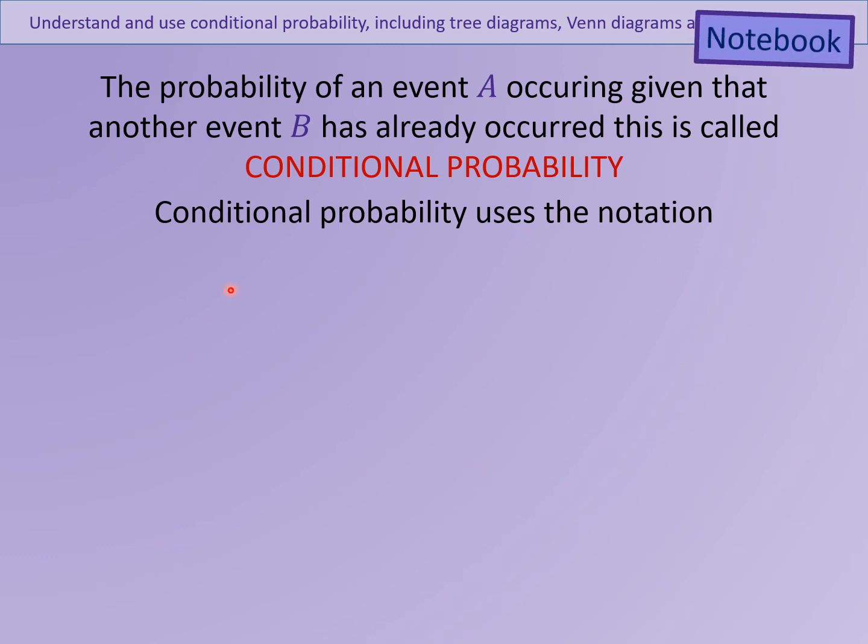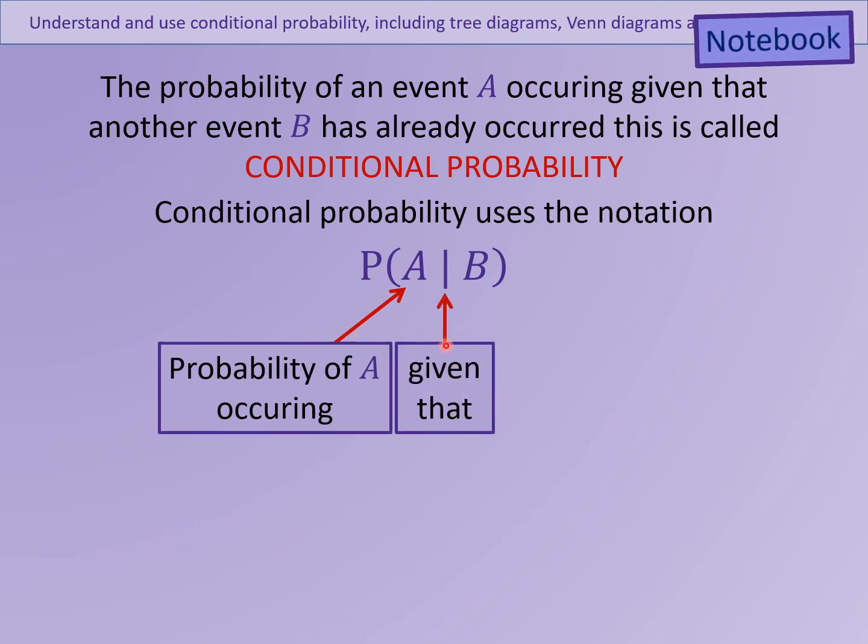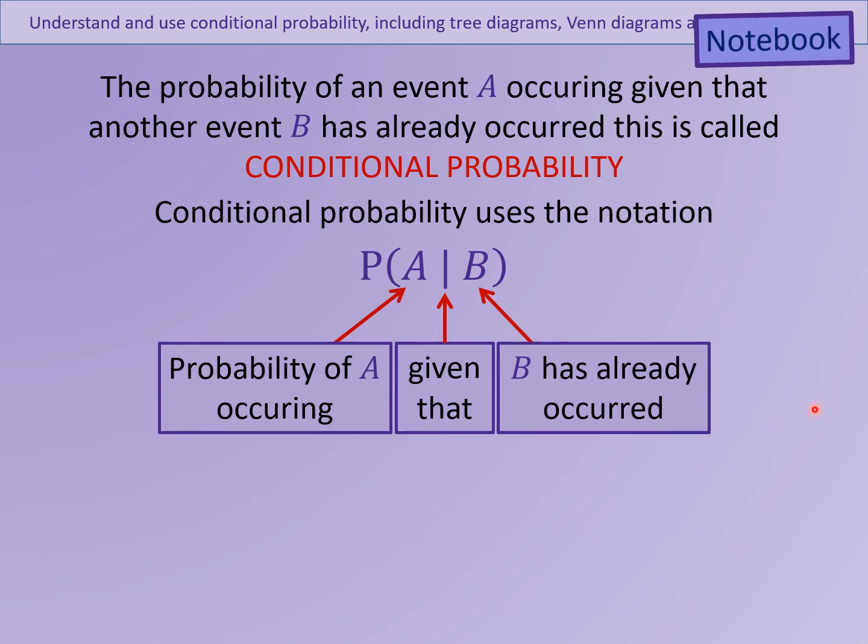Now, conditional probability has its own type of notation, and it looks like this. So make sure you've got that down nice and neat in your notebook. And let's just fill in the two bits. So it means, what's the probability of A occurring? All right, so that's the probability of A. Given that, that's what that line means, B has already occurred. And it's absolutely vital you get it the right way round. We'll see in a little while, you get different probabilities if it's the other way round. So it makes a big deal of difference.